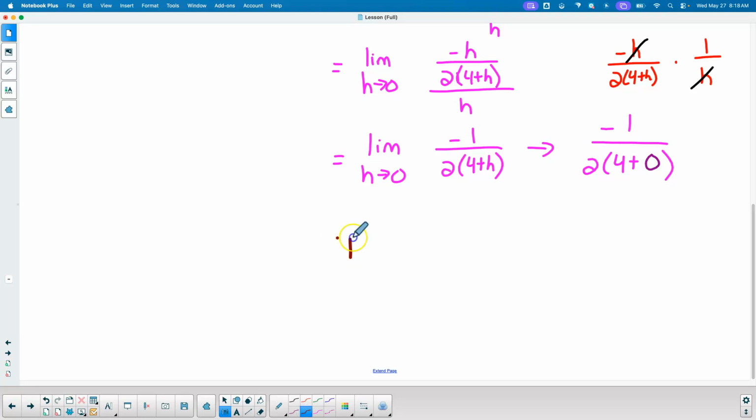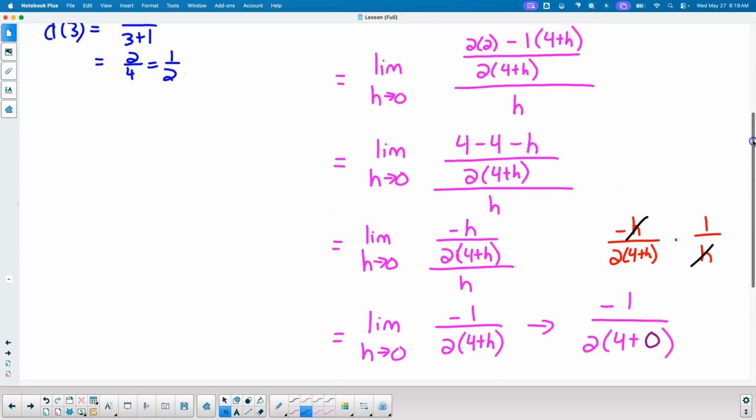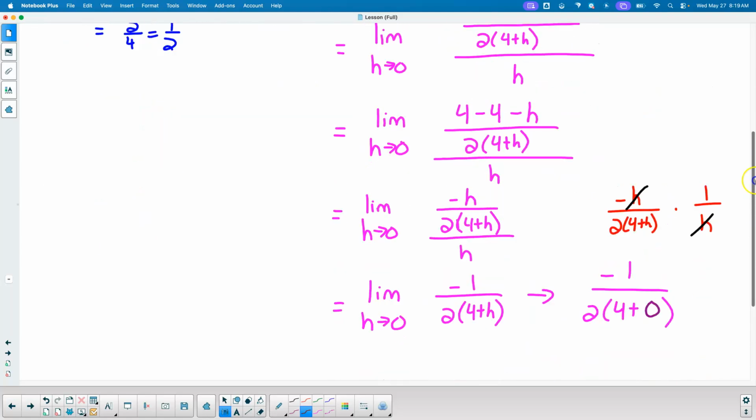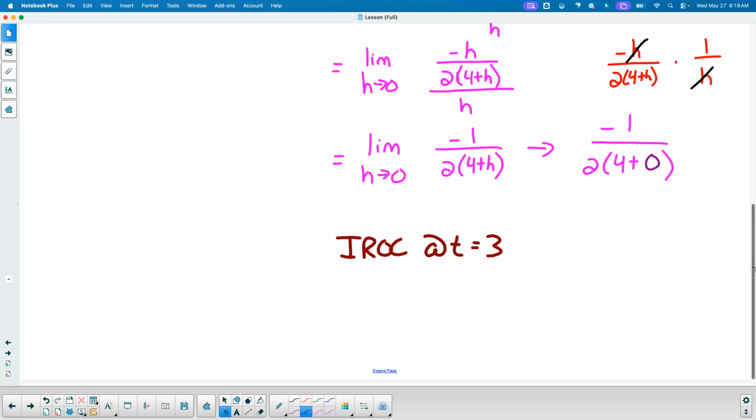So my IROC at t equals 3, right? Well, it worked out that t equals 3 is negative 1.